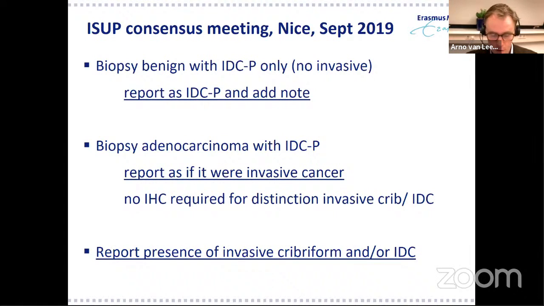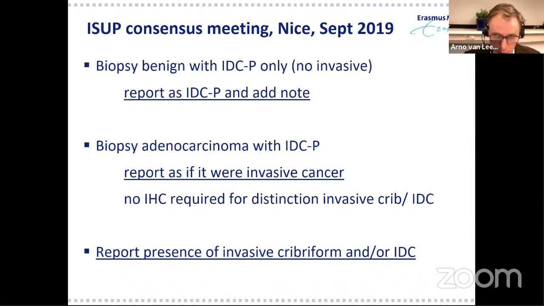The 2019 ISUP consensus conference aimed to clarify this issue. It was recognized that rarely on biopsies, intraductal carcinoma can be identified without invasive tumor glands. These cases are almost always associated with unsampled high-grade invasive cancer in the prostate. If one encounters such a case of IDC without invasive cancer in a biopsy, it should be reported as pure intraductal carcinoma, and a note should be added on its clinical relevance.